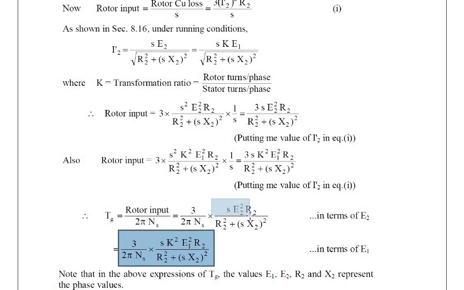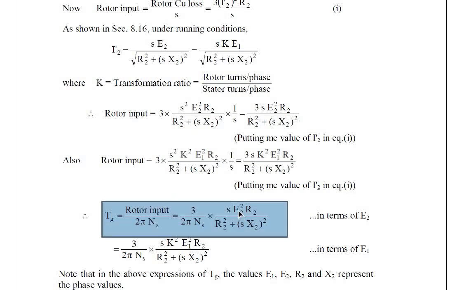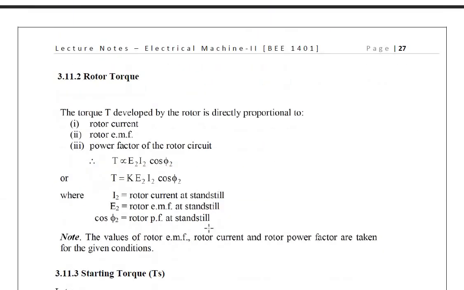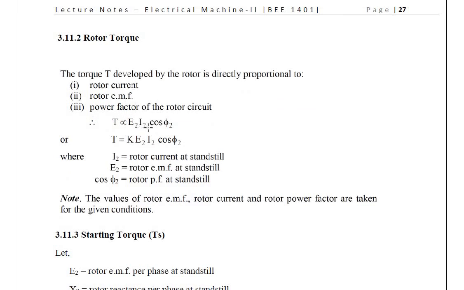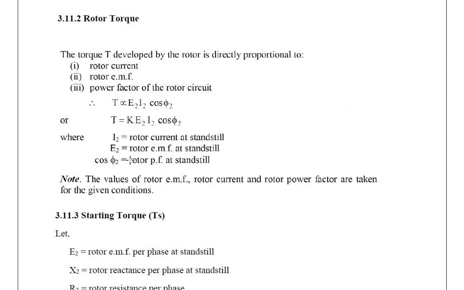So simply we can say that for this equation, one E2 is the rotor EMF, and one E2 divided by under root R2 square plus SX2 square means it will be I2, and R2 divided by under root R2 square plus SX2 whole square is equal to cos phi 2. So the simple equation is that T is directly proportional to E2 I2 cos phi 2, or T is equal to K E2 I2 cos phi 2, where K is the proportionality constant and I2 is the rotor current at standstill, E2 is the rotor EMF at standstill, and cos phi 2 is the rotor power factor at standstill. So now this is the simple rotor torque equation.